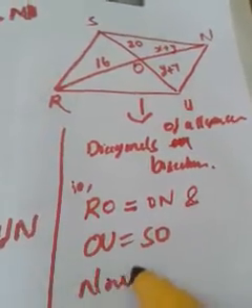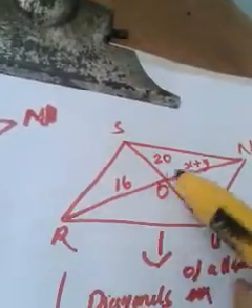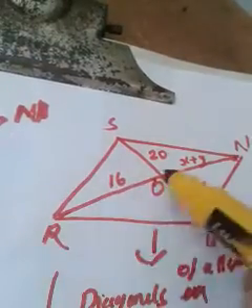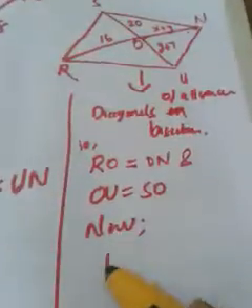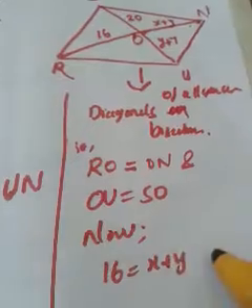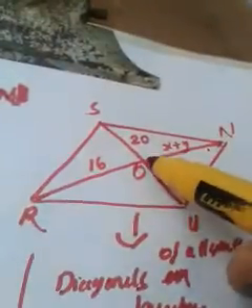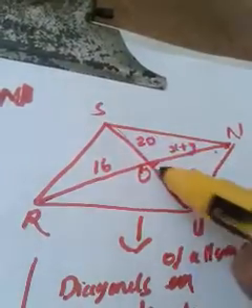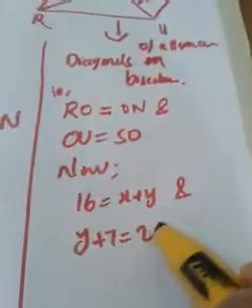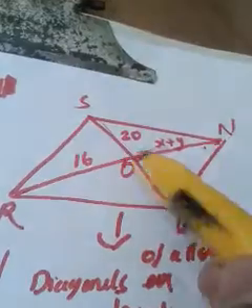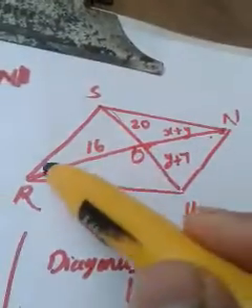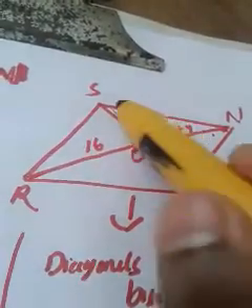So now what we can say, this 16 should be equal to x plus y. Are you following me? 16 should be equal to x plus y, and y plus 7 should be equal to 20. That is what diagonals are bisecting. This part should be equal to this part and this part should be equal to this part.